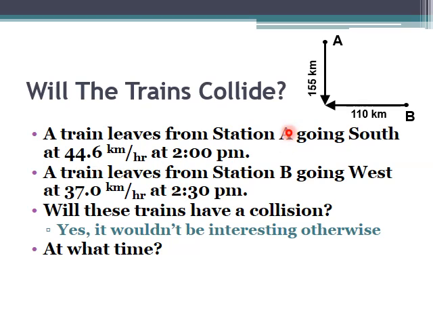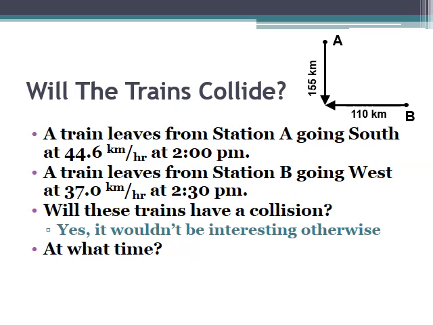Well, if you take the total displacement for train A, it's 155 kilometers moving at 44.6 kilometers per hour. If you remember, the amount of time is going to be the displacement divided by the velocity. If you take 155 divided by 44.6, you get about 3.48 hours, about 3.5 hours.